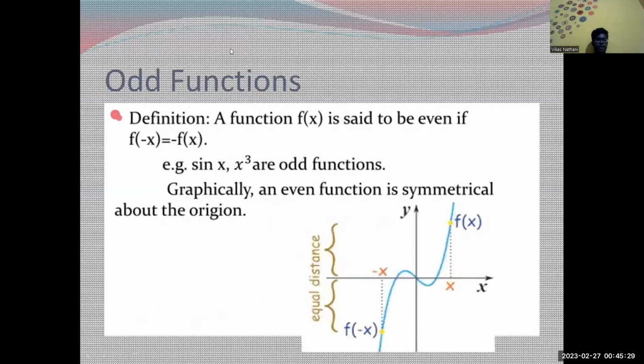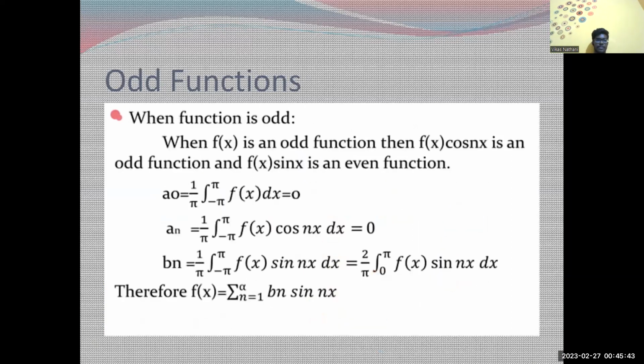Other examples are x power 5, x power 7, sin x, tan x, cot x and cosecant x. Lots of examples are there for odd functions. Odd functions and even functions are important in all subjects. When f of x is an odd function, then f of x cos nx is an odd function, and f of x sin nx is an even function.